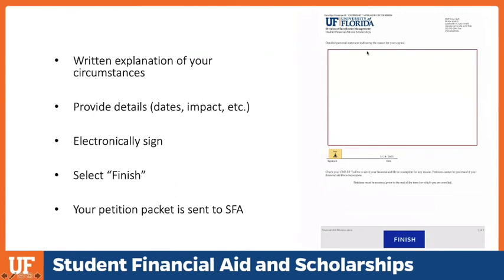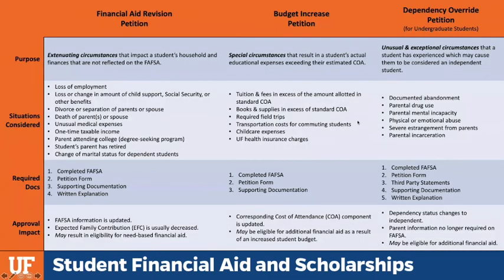When you get to the detailed personal statement section, please provide a detailed explanation of your circumstances. Details you would want to include would be dates, the impact of your situation, just anything that you think is relevant that we need to know. You're going to electronically sign it, and then you'll select Finish. Once you select Finish, that petition will be directed to our office.